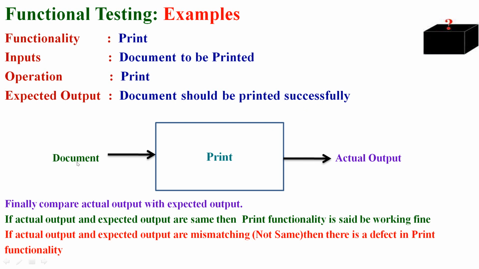So the input is a document and the operation is print, and this is actual output. What should be the actual output? The document should be printed successfully in the printer, right? So compare the actual output with the expected output. If actual output and the expected outputs are same or matching, then it is called working fine. If not, then there is a defect in the print functionality, right?